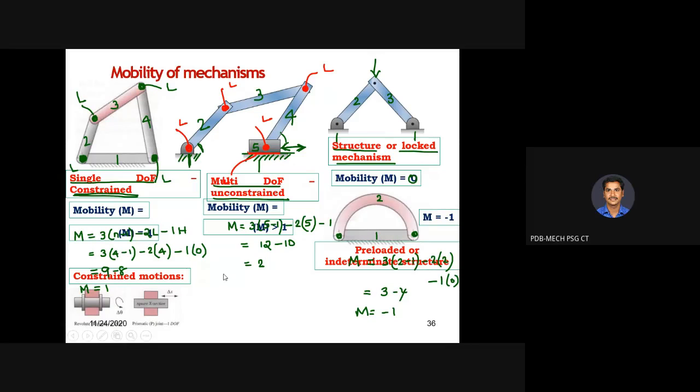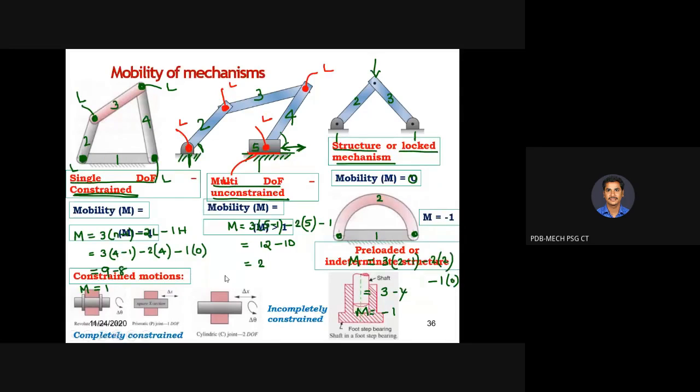Okay. Next one, the constrained motions: completely constrained, incompletely constrained, and successfully constrained. Three different constrained motions we are having. What is meant by completely constrained? If you look at the first example, இது பார்த்தீங்கன்னா ஒரே ஒரு ரொட்டேஷன் மட்டும்தான் இருக்கும். கரெக்டாப்பா? As we discussed in the previous session, it is rotating about one particular axis. So it is called completely constrained.